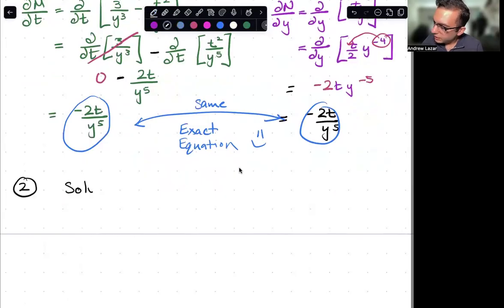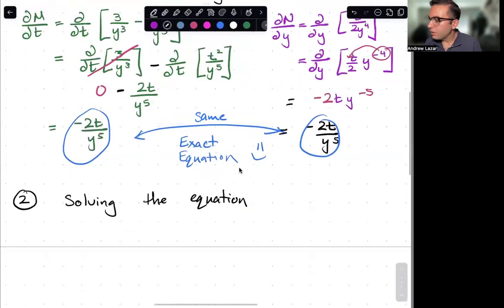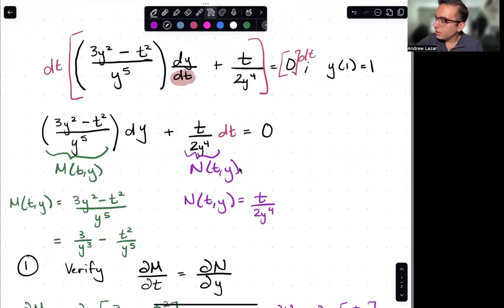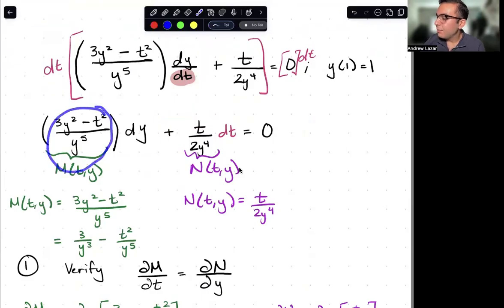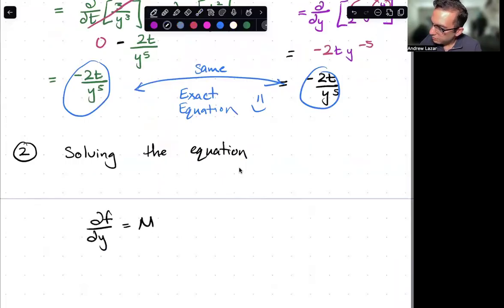So solving the equation, basically you're going to pick either one of the functions to work with. Pick M or pick N. It's dealer's choice at this point. So I'm going to choose to work with M. And what we're going to do is say that the partial of some function f of x, y, or in this case, a function f of t comma y, the partial of f with respect to y is going to equal M of t, y.